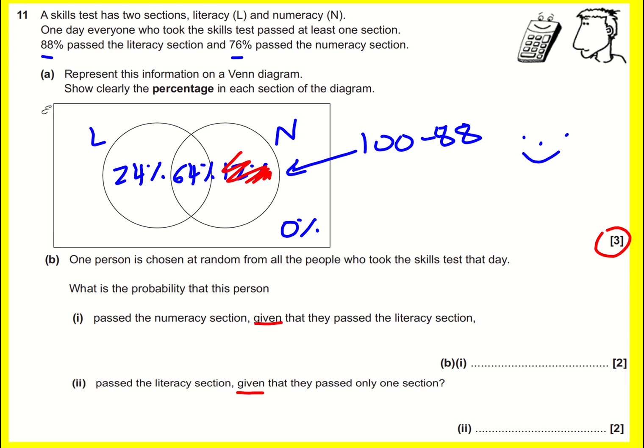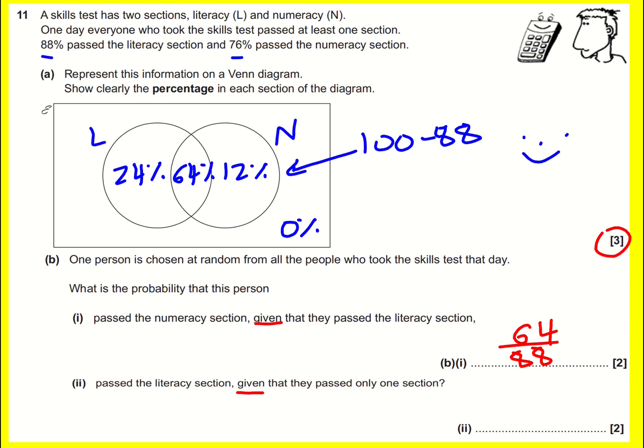Well, there's 64, and it's going to be divided by 88. So basically, I ignore the 12%. It's then just the number of people passing numeracy divided by the total number of people that I have. Of course, in this case, it's a percentage, but that doesn't actually matter.